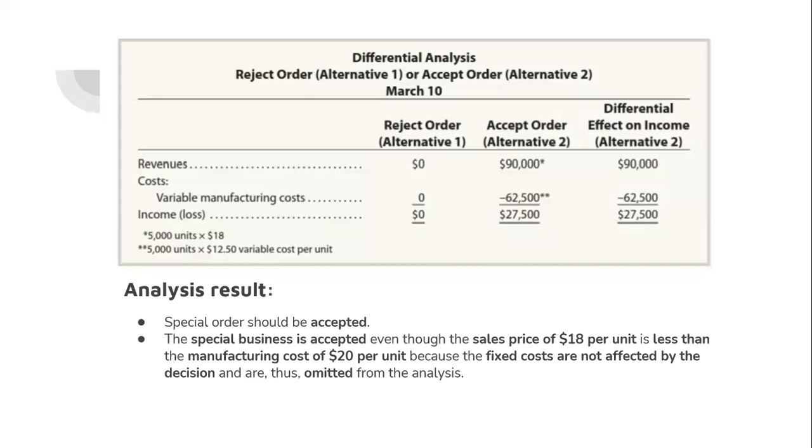Even though the sales price of $18 per unit is less than the manufacturing cost of $20 per unit, the fixed costs are not affected by the revision and thus omitted from the analysis.